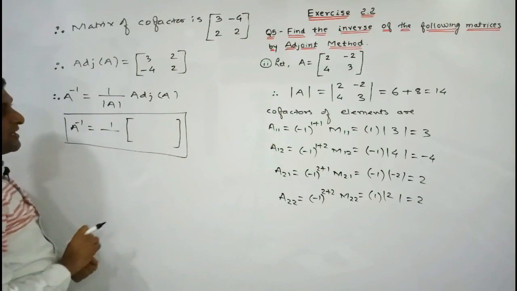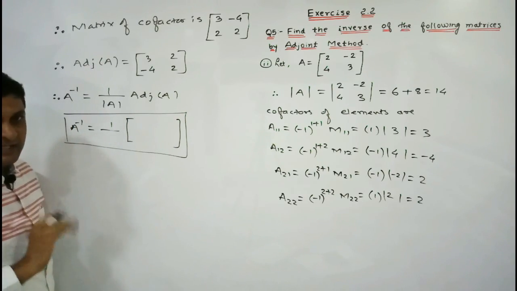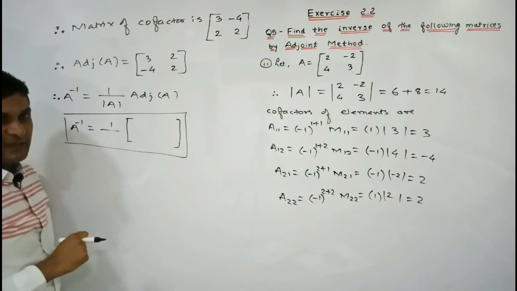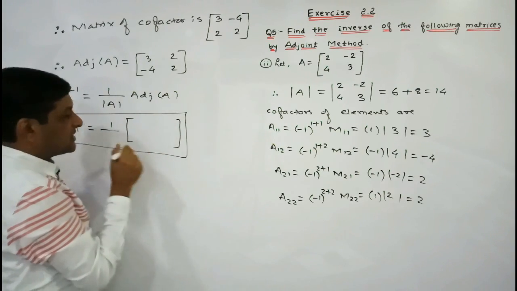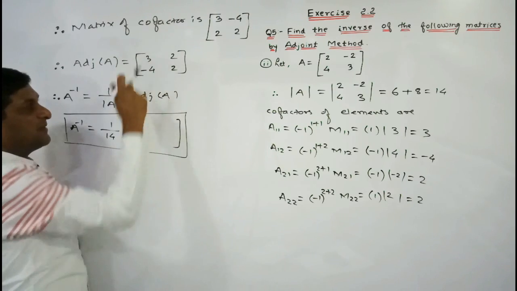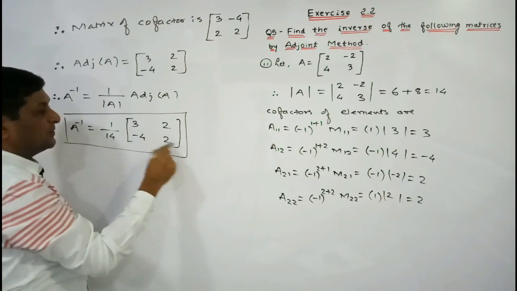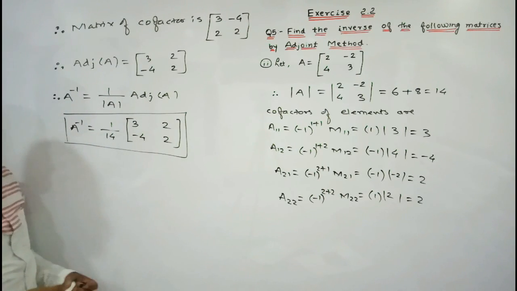Now the only remaining part is to substitute the values in this formula to get our required matrix A inverse. What is the value of the determinant? That is equal to 14. Now adjoint, these are the elements of the adjoint of this matrix: 3, 2, -4, 2. In this way we have got the inverse of a matrix.